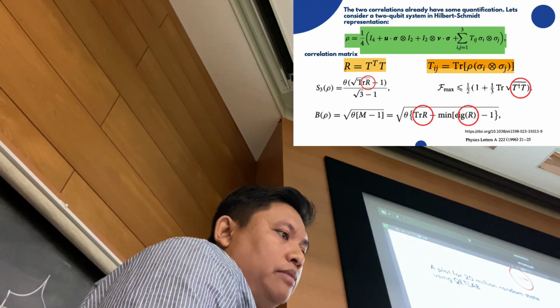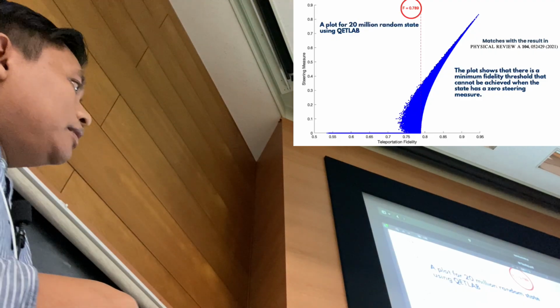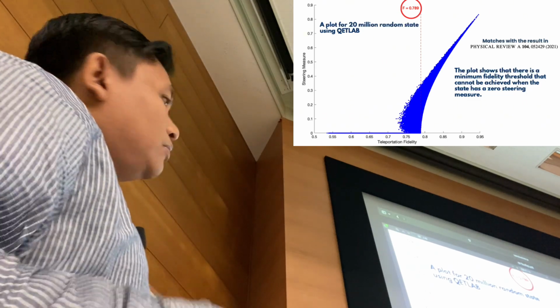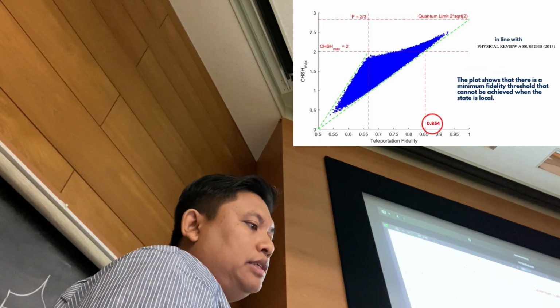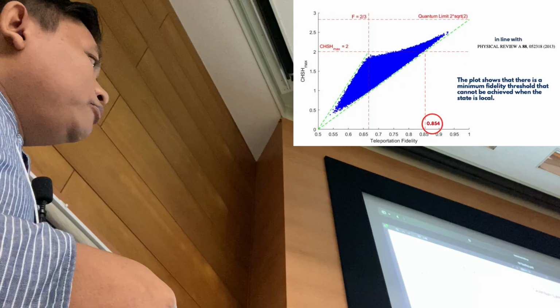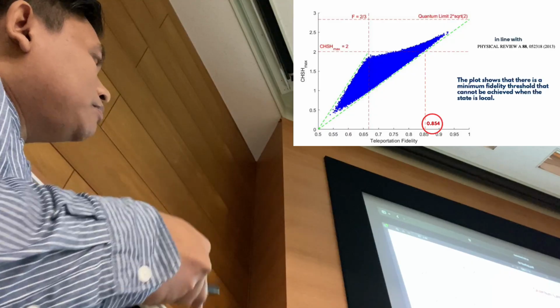So we can make some plots of 20 million random states using MATLAB, and the plot shows that there is a minimum fidelity threshold that cannot be achieved when the state has 0 steering measure. The other plot also has similar behavior for the Bell inequality. The plot shows that there is a minimum fidelity threshold that cannot be achieved when the state is local. Local here means the CHSH maximum value is 2 or below. So from that observation, teleportation can be used as an alternative method to certify non-locality as well as quantum steering in one go by calculating its fidelity alone.